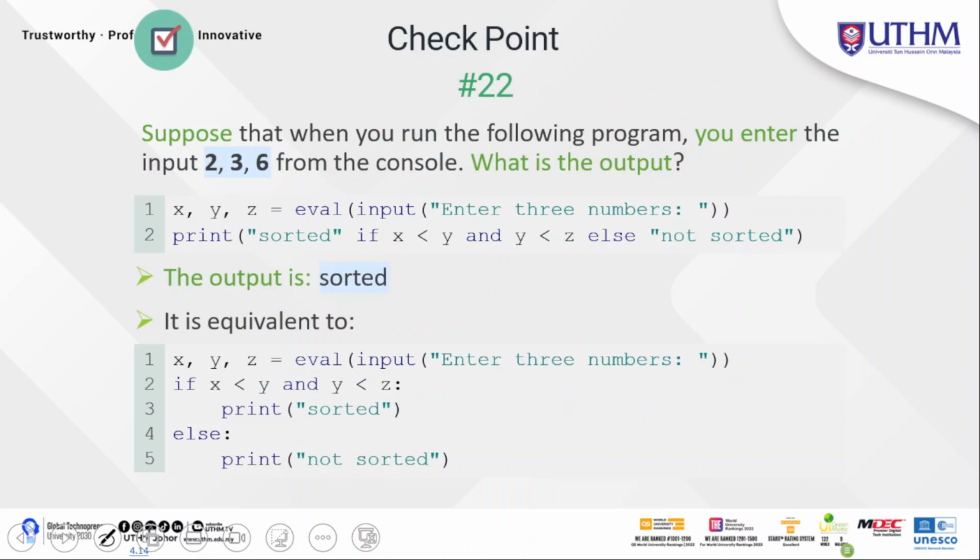Let's go with some test exercises. Suppose that when you run the following program, you enter the input 2 3 6 from the console. What is the output? Print "sorted" if x less than y and y less than z, else "not sorted". So the output is sorted. It's in sorted order. It is also equivalent to entering the numbers, giving the condition, and printing sorted, or else not sorted.